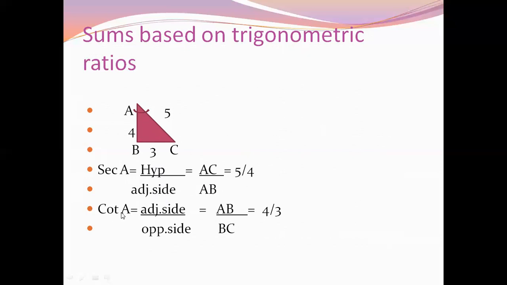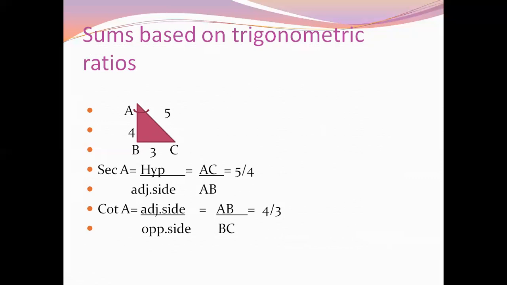Then cot A. Cot A is the reciprocal of tan. The tan formula is opposite side by adjacent side. So the reciprocal of opposite by adjacent is adjacent by opposite. That is AB by BC, that is equal to 4 by 3. So in this way, if any of the trigonometric ratios is given, by using that, you can easily find the remaining 5 trigonometric ratios. First you have to find the leftover side, and then you can find the values of the remaining 5 trigonometric ratios.